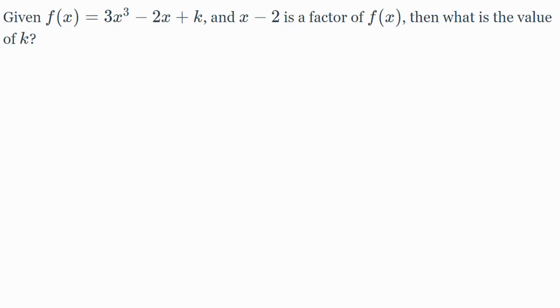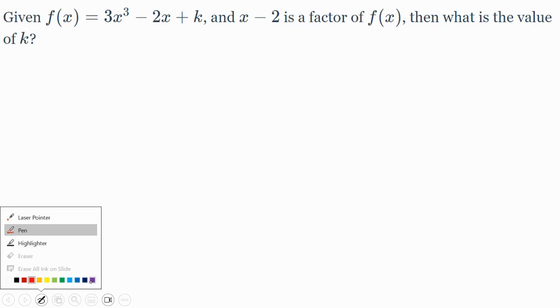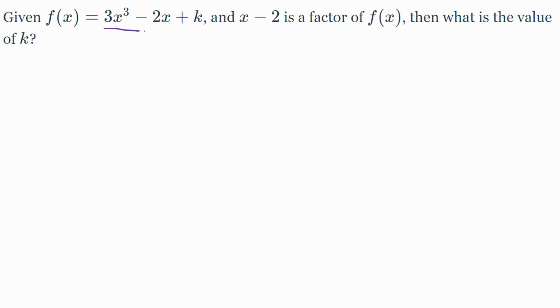All right, in this problem, we're going to apply the remainder theorem to find a missing value. We're told that we have this cubic trinomial where x minus 2 is a factor of it. So if I was to factor it, this would have a product that would multiply out to be this thing. But we don't know this k value. This k value is some number, it's just a constant. And so our job is to find it.